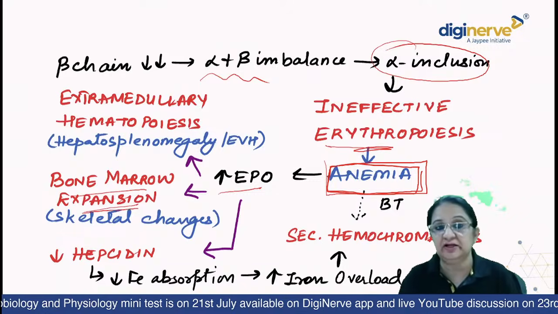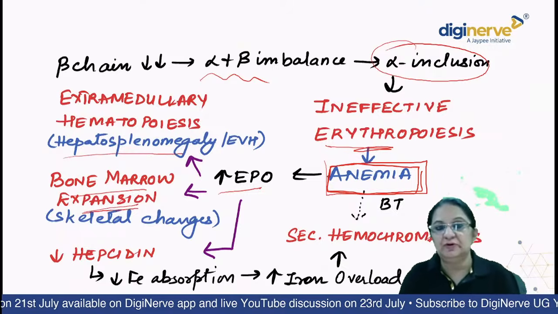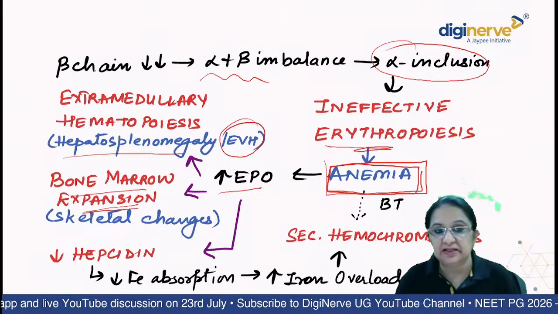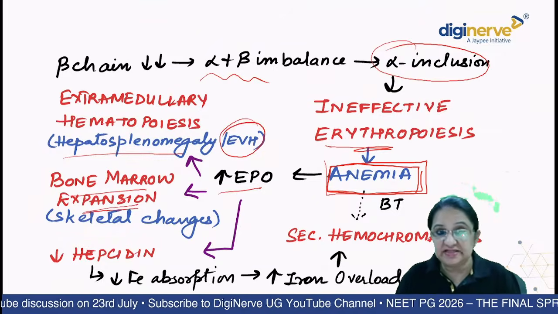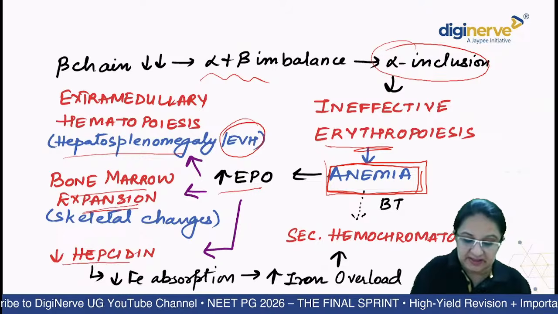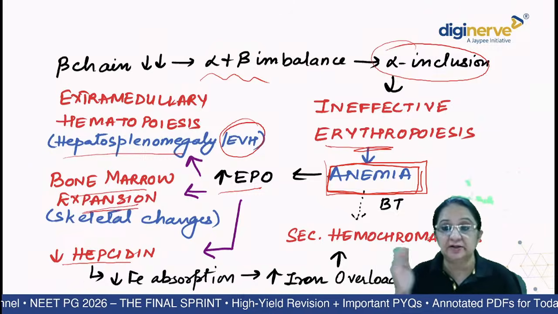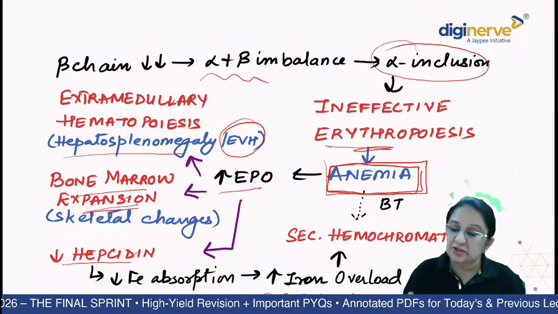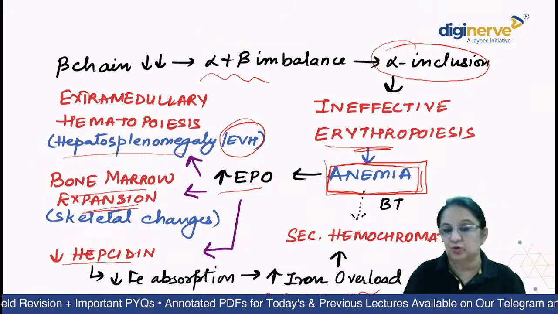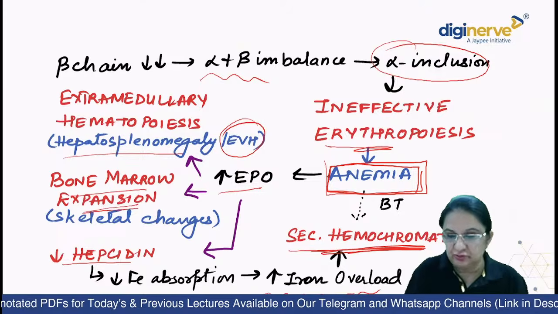Where does extramedullary hematopoiesis occur? Spleen, liver, and this will result in hepatosplenomegaly. That is why you will see extravascular hemolysis in beta thalassemia. Also, we studied yesterday in iron deficiency anemia, because of increased erythropoietin, what happens? Hepcidin level decreases, so iron absorption would be less. This iron that is normally present in your diet, not deficient, this iron will get stored and you will have iron overload. This will lead to secondary hemochromatosis.